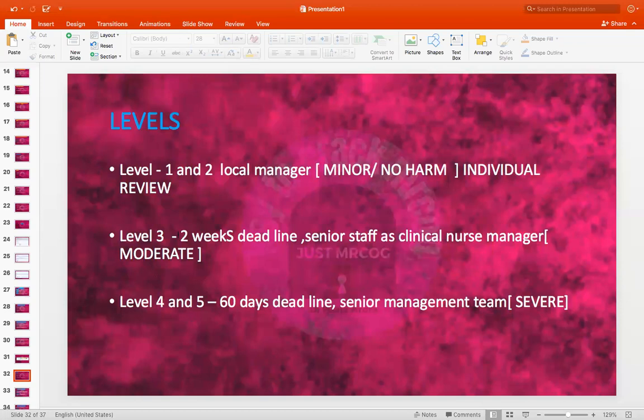Level 4 and level 5, when it is severe and where there is death, have a 60 days deadline, and the senior management team do the investigation.